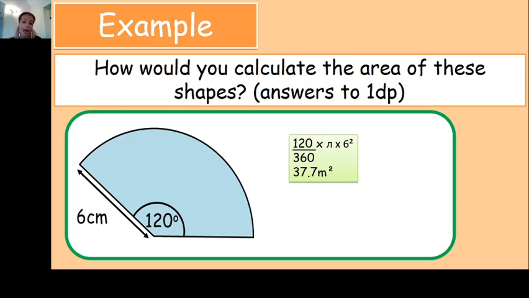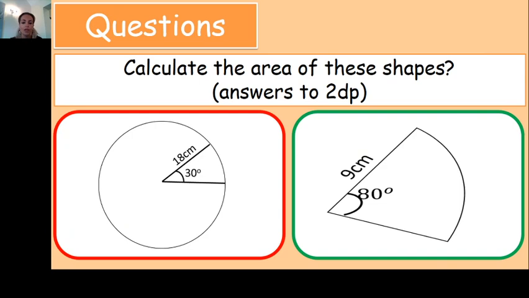So the extra step is just looking at what angle we've got out of a total of 360. So in this case it was 120, so the extra step was 120 divided by 360. Then you do your times by pi times the radius squared as you would normally for the area of a circle. Okay? So I'd like you to now pause the video, and there are two now for you to have a go at. So the first one, you've got a circle sector of 30 degrees, and a radius of 18. And for the second one, you've got a circle sector of 80 degrees with a radius of 9. So pause now and have a go at those.